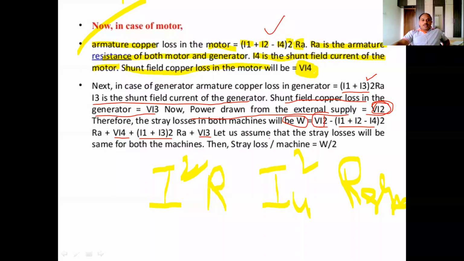So let us assume that the stray losses will be the same for both machines. That means this stray loss is the loss in both machines. We assume both are equal. Therefore, stray losses per machine is W by 2. This W is the total stray losses in two machines. W by 2 means stray losses per one machine.